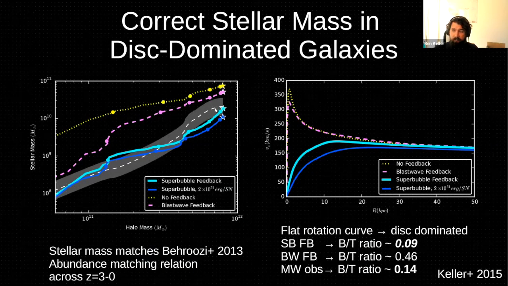Whereas previous runs, this is the same set of galaxies as in that MUGS set of simulations, with Blastwave feedback, you end up overproducing stars really from before redshift 3. And again, you end up looking at the rotation curve and finding that once again, Blastwave feedback tends to overproduce bulge stars, whereas superbubble feedback can give you a disk-dominated system much more in line with the Milky Way and other local disk galaxies. The reason for this, though, is quite interesting.